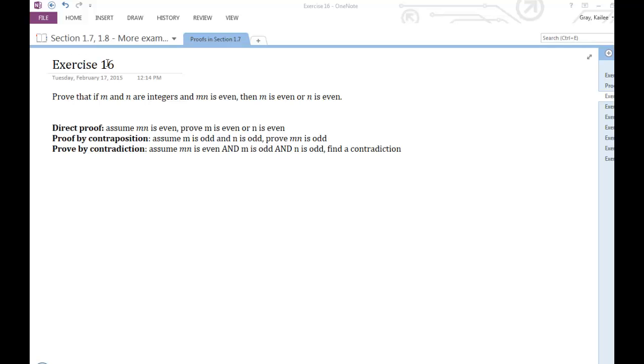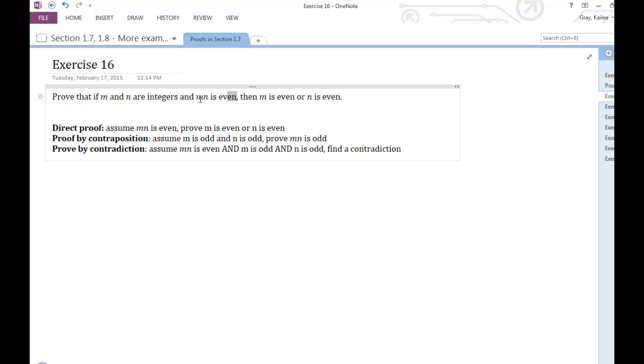I'm looking at exercise 16 from section 1.7, and I'm trying to prove an if-then statement. So this one steps it up a little bit. It looks like we don't have just two atomic propositions attached by an implication, but we also have this "or" in here to deal with.